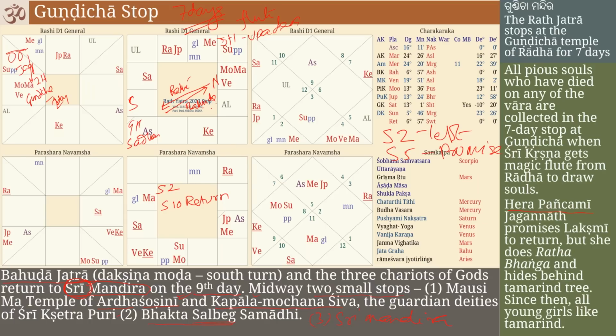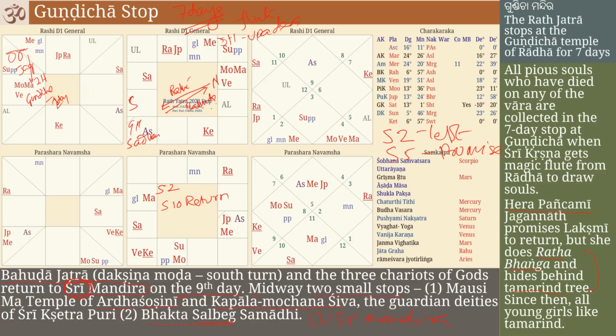He promises Lakshmi to return, but she does Rathabhanga and hides behind the tamarind tree. Rathabhanga means she does some damage to the Ratha. This horrible Ratha fellow, this chariot, Lakshmi gets angry. Now she is quickly getting angry. This horrible chariot, he carried my husband away from me and took him away to go and bring those poor human souls. I'm angry with the chariot. So she damages the chariot. It is Rathabhanga. And the Rathabhanga happens on Hera Panchami, on the Shukla Panchami.